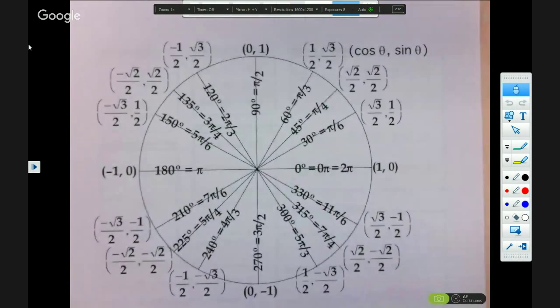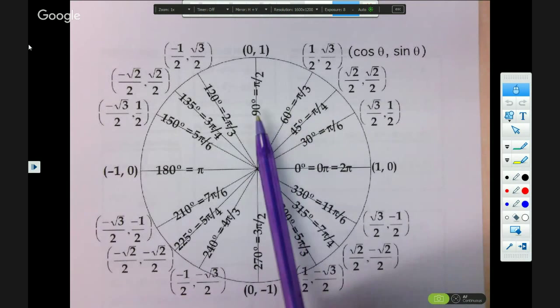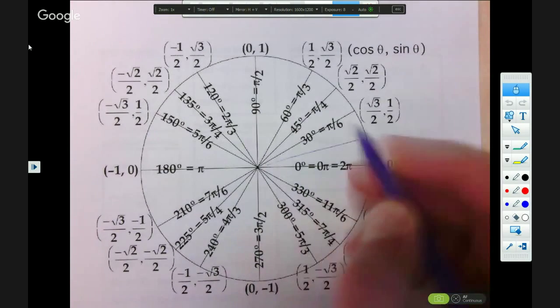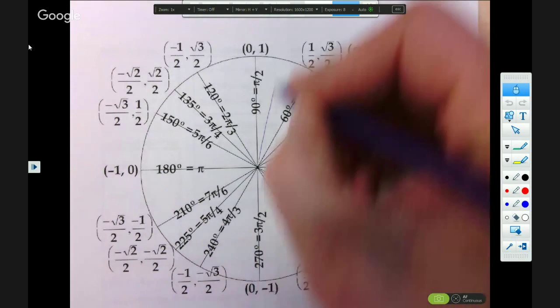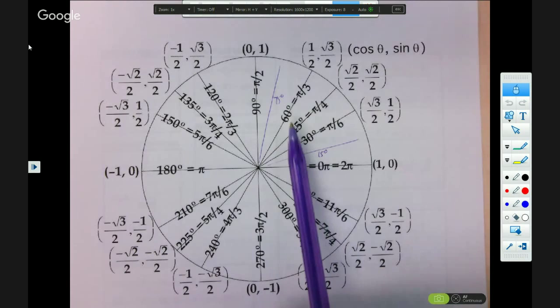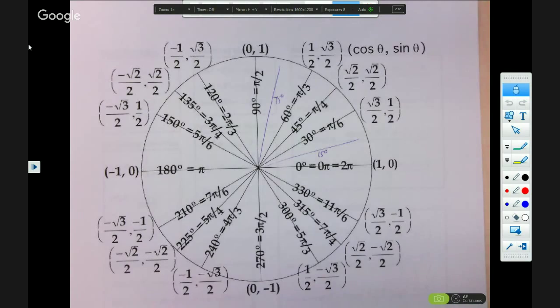Okay, there's your handout. I want you to notice some patterns. We have just the angles 30, 45, 60, 90. Notice that it skips 15 and 75. They're not special right triangles, so we don't worry about including them in the unit circle. But you can count 0, 15, 30, 45, 60, 75, 90. It goes by 15s if you include those numbers.